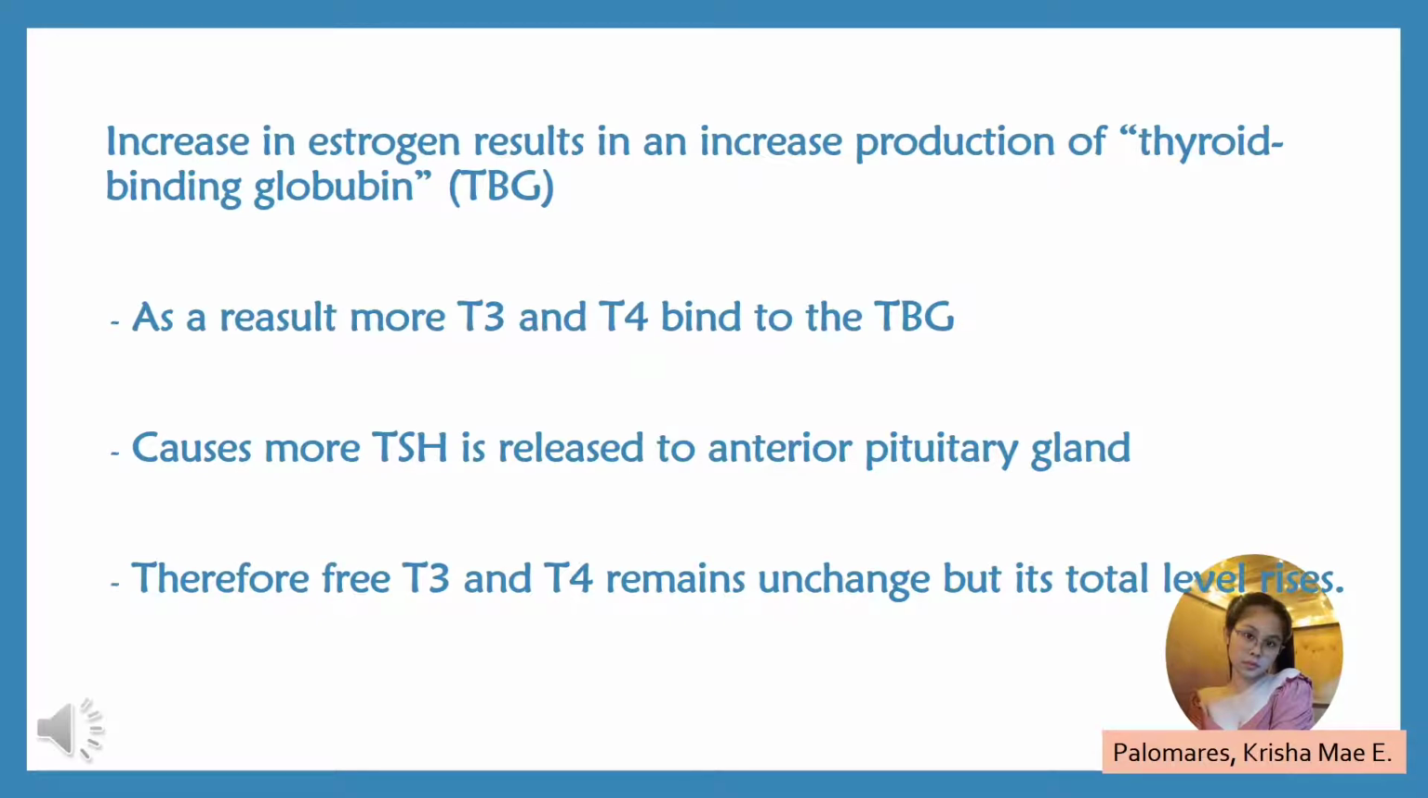An increase in estrogen levels results in an increase in hepatic production of thyroid-binding globulin. As a result, more free T3 and T4 bind to the TBG. This causes more thyroid-stimulating hormone to be released from the anterior pituitary gland. Therefore, the free T3 and T4 levels remain unchanged, but the total T3 and T4 level rises.